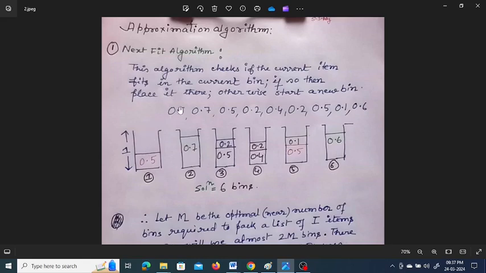Let's say the first item is 0.5, and we push it into bin 1. The second item is 0.7, so we cannot push it into bin 1. We have to create a new bin, where we push 0.7.